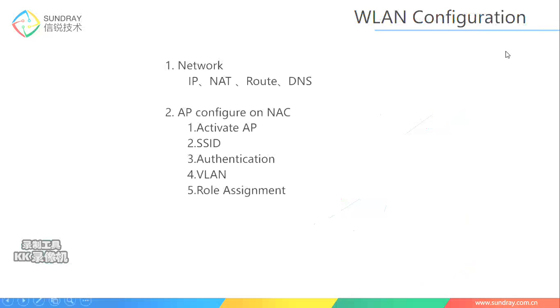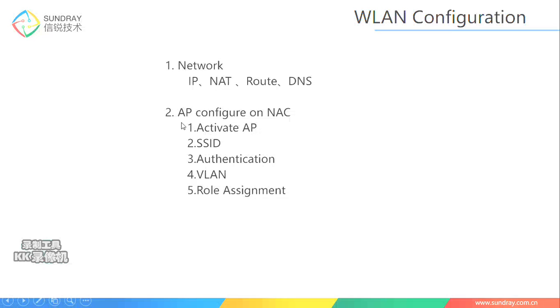And for the WLAN configuration, first we have to make sure the basic network is okay. So we have to set the IP address for the controllers, and if we set the WLAN interface on the controllers, we have to set NAT and set the route for the controllers, and also DNS. So this is the basic configuration for the controllers, the AC.